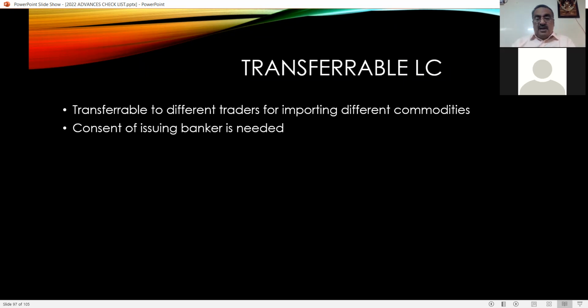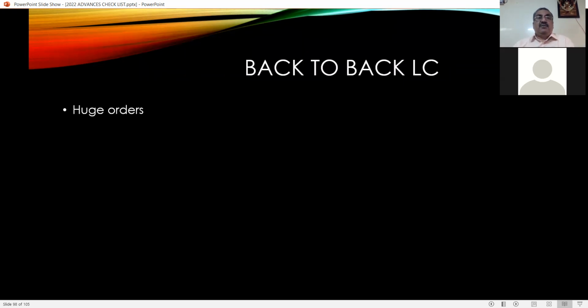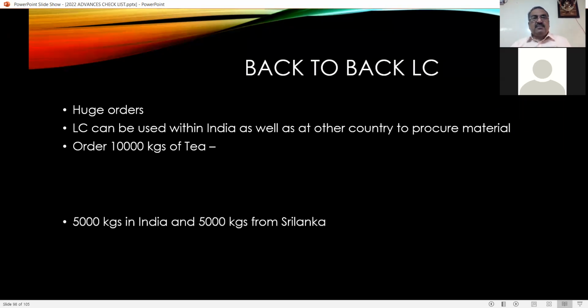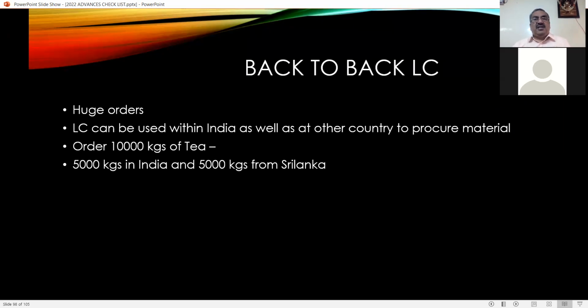So this is a must in the case of a transfer LC and back-to-back LC. That is there for huge orders, and an LC can be issued within India as well as in other countries to procure material. I can explain with an example that I have prepared. An order is received for 10,000 kg of tea: 5,000 kgs in India, 5,000 kgs from Sri Lanka. One LC backs another LC. One LC is for 5,000 kgs in India, another LC is for Sri Lanka. So the supplier will be very, very happy.